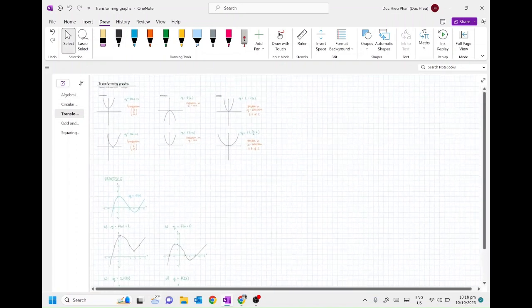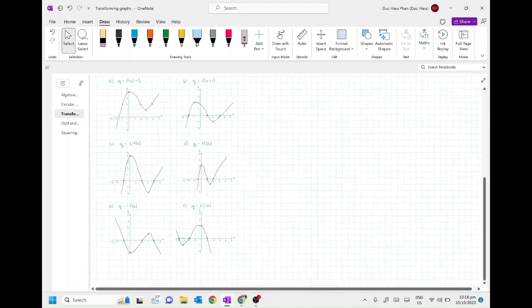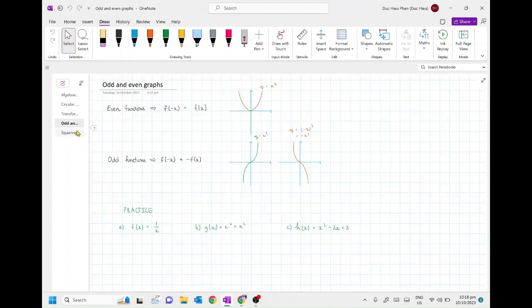So these are all the principles of transforming graphs. Now we move on to odd and even graphs. The definition of even functions is that when you times x by -1 before putting it into the function, it will still remain f(x).